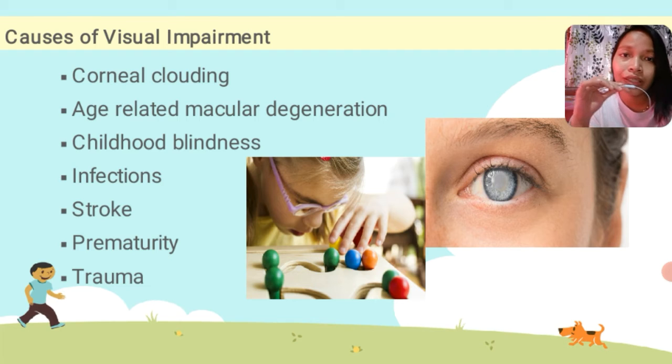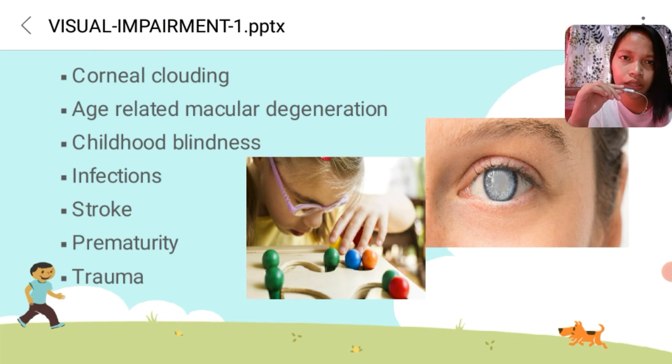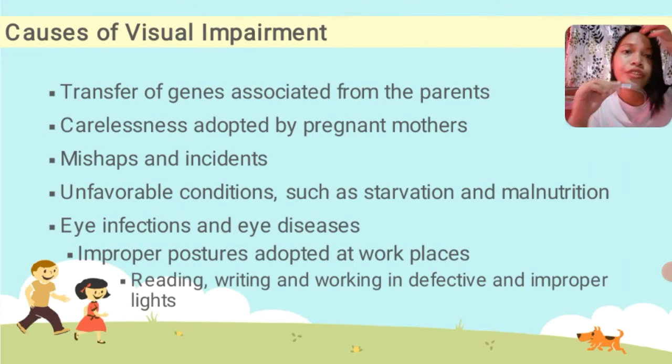So next is trauma. Traumatic brain injury can cause problems with your vision. So, next is transfer of genes associated from the parents.